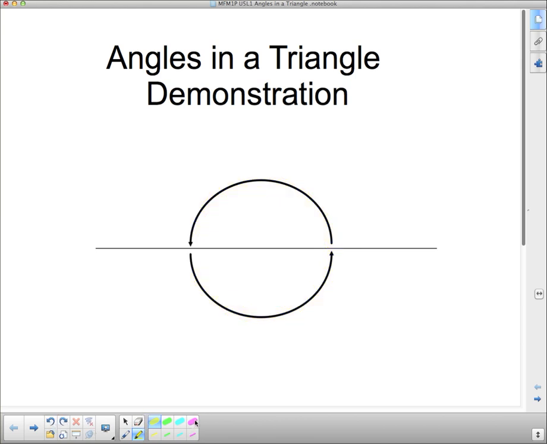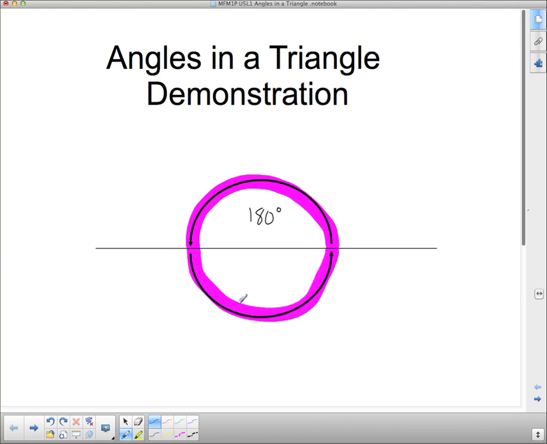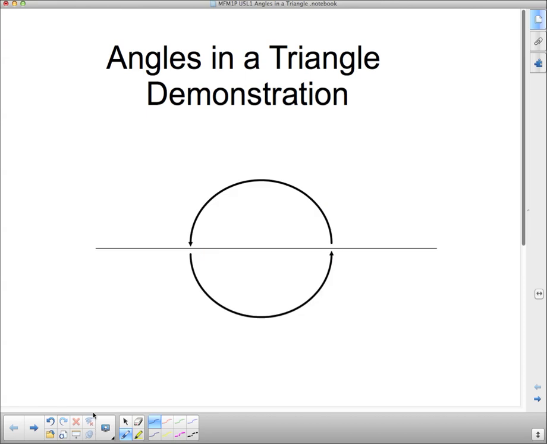So if you turn 360 degrees, you've made one complete rotation. Well, what about if you only go halfway around a circle? If you only go halfway around the circle, you've gone 180 degrees. Which makes sense, because if I go another 180 degrees, 180 plus 180 is 360, which is one complete rotation. Okay, so half a rotation is 180 degrees.